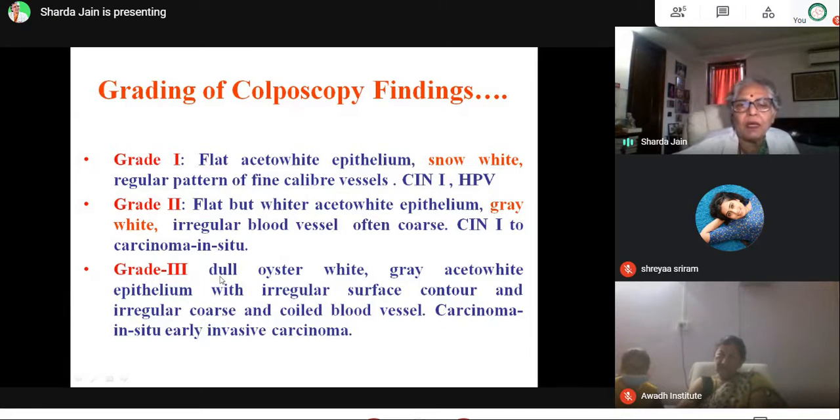In Grade 3, like the shell of a boiled egg, a dull oyster white, gray acetowhite lesion will be seen. It has an irregular surface, contour, and irregular course. Coiled vessels may be there, and the margins and edges may be raised. Again, it can vary from CIN3, which is a bad lesion, to carcinoma in situ, or invasive cancer.